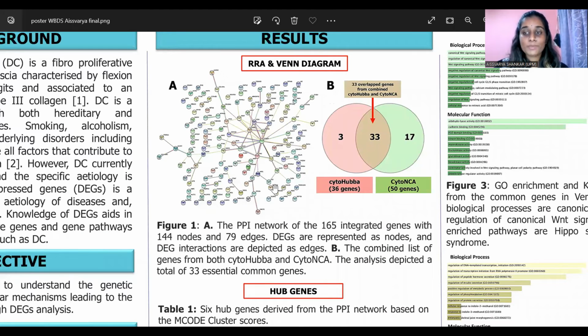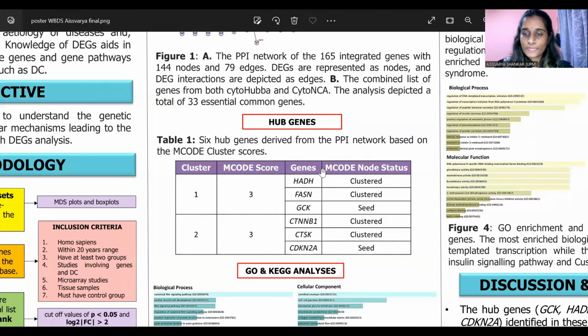As a result, the PPI network of the 165 integrated genes showed 144 nodes and 79 edges with different interactions between the DEGs. Some of them were connected while some of them were not. The Venn diagram analysis, on the other hand, from CytoHubba and CytoNCA, gave us a total of 33 overlapping genes. These genes were further analyzed using gene ontology and KEGG. Furthermore, from the PPI network, 2 clusters consisting of 6 genes in total were derived. These genes are HADH, FASN, GCK, CTNNB1, CTSK, and CDKN2A.